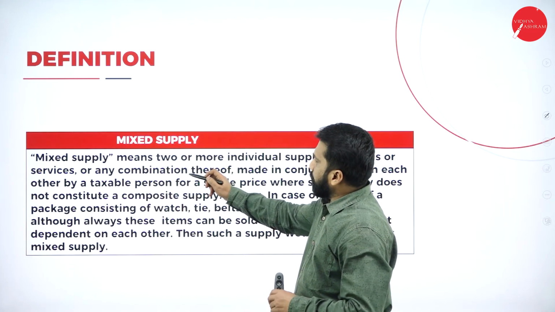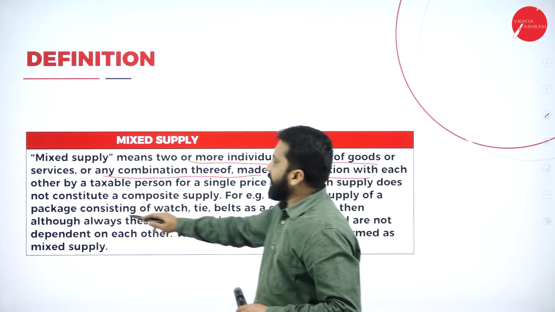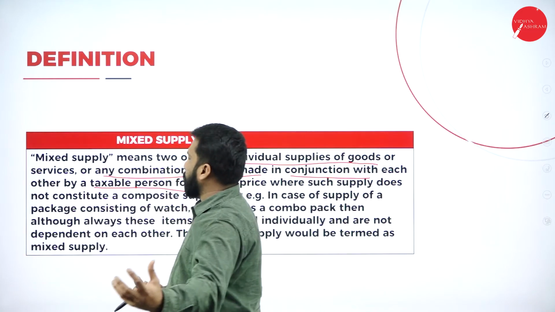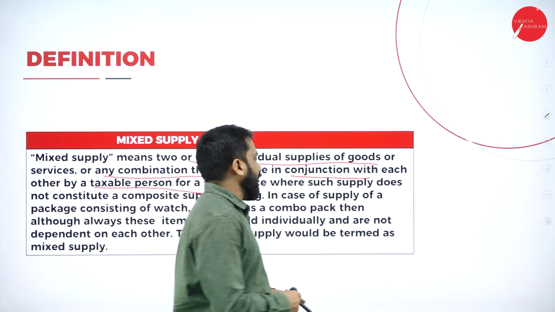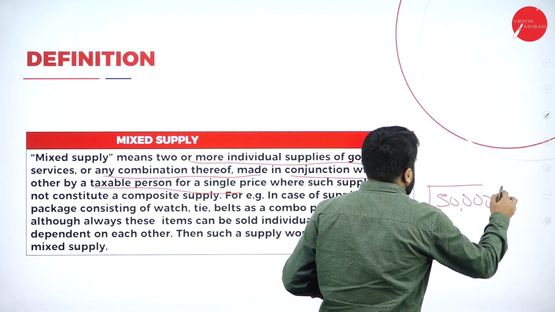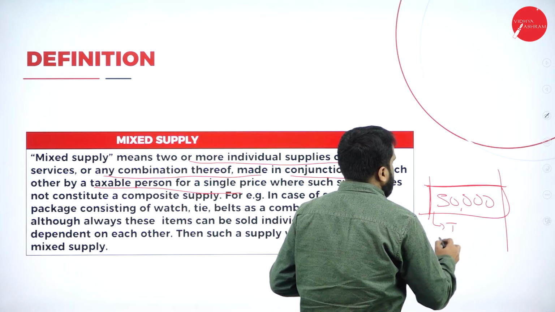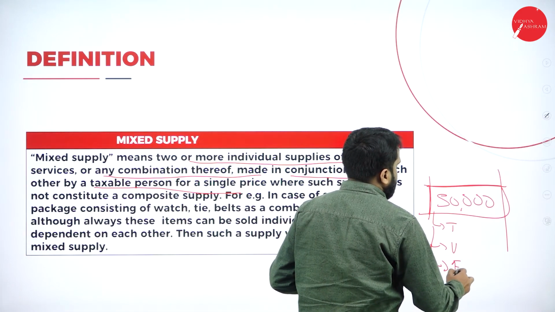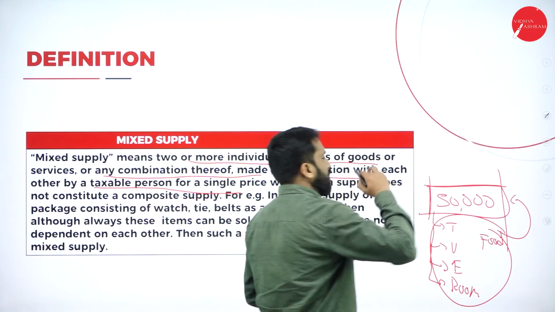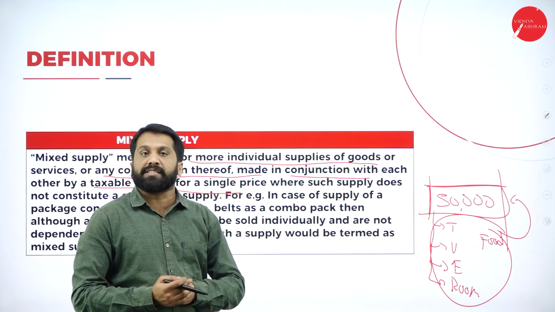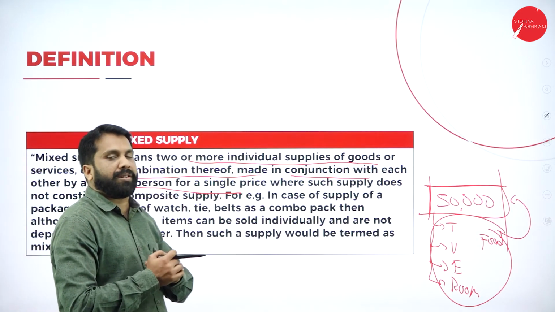Now, mixed supply means two or more individual supplies of goods or services or any combination thereof made in conjunction with each other by a taxable person. So I can give one more example: if you're planning to go to Dubai, normally you go with packages. If you pay around 50,000, that person will say, if you give me 50,000, I'll give you the ticket, the visa, all the entrance charges, the room, and the food expense also. Everything is included in 50,000. If he says like that, this is called mixed supply. Everything is included in that package.